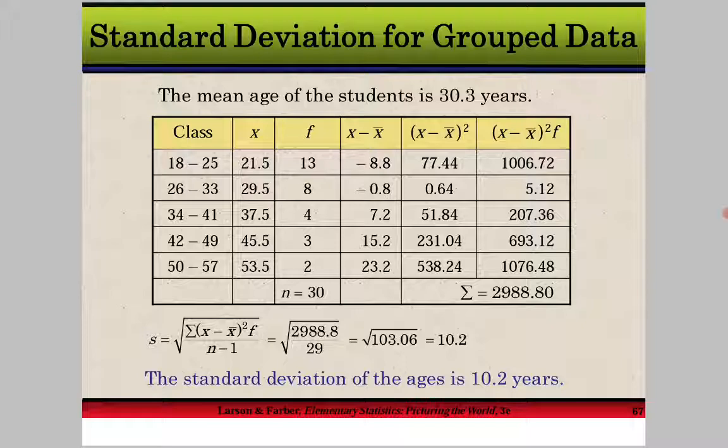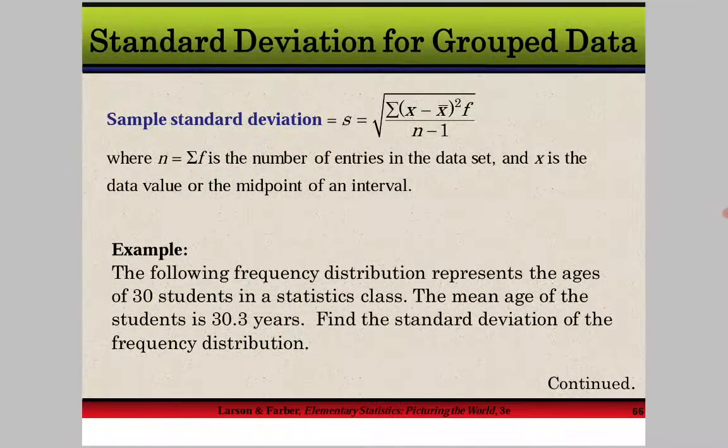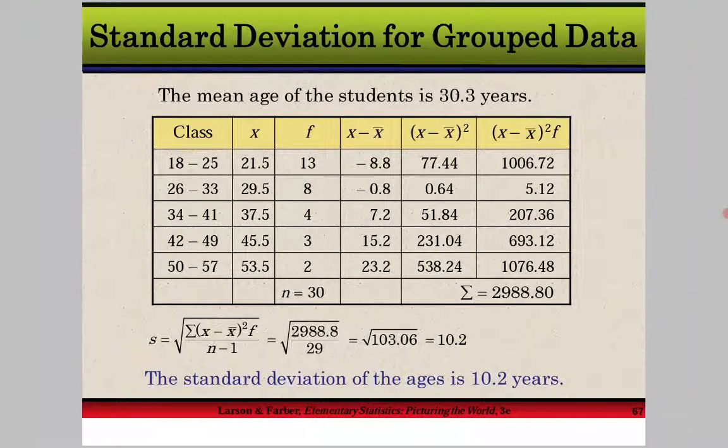What is x bar? The problem is finding the standard deviation for a sample data set. X is the data item or the midpoint of the class, and x bar is the mean. In the next column, we find x minus x bar. Next is (x minus x bar) whole squared. And in the last column we multiply the frequency and (x minus x bar) whole squared.